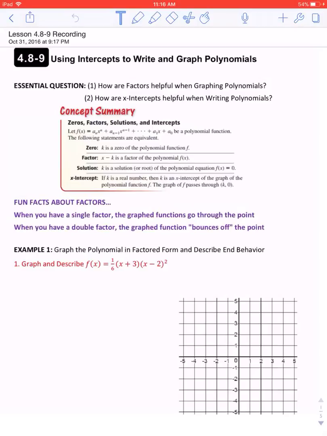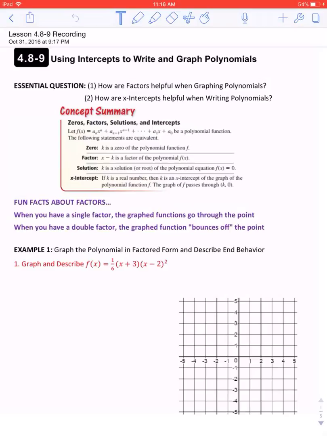All right, so I'm going to do a combination lesson of 4.8 and 4.9. A lot of those two lessons are done with scientific calculators, which we don't use, so we're not going to go over those parts. But we are going to go over the graphing and writing of polynomials. It encompasses most or all of the information we've been doing through chapter 4.